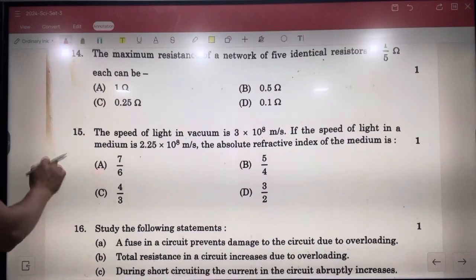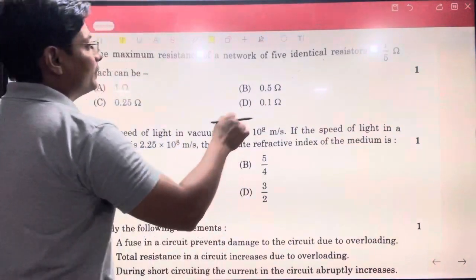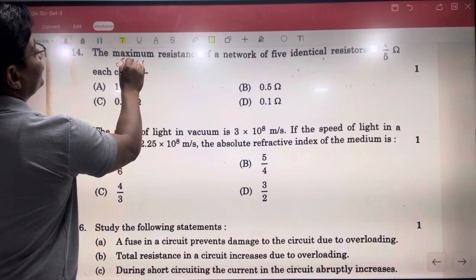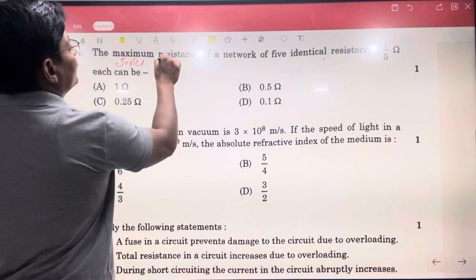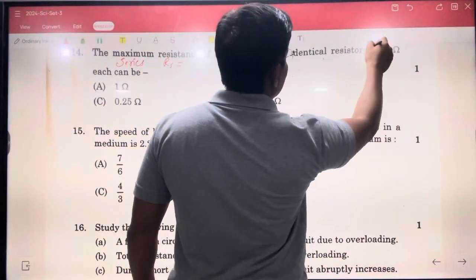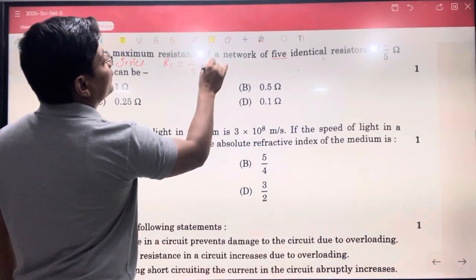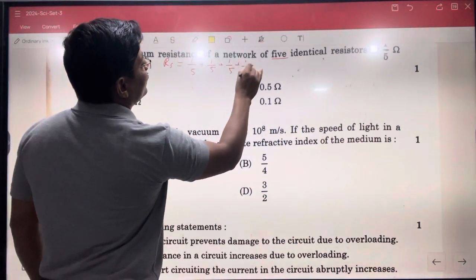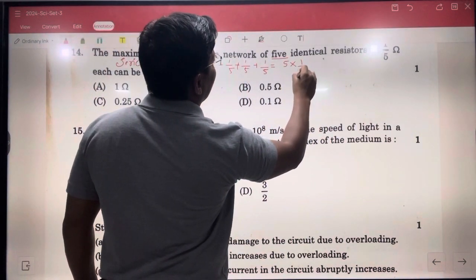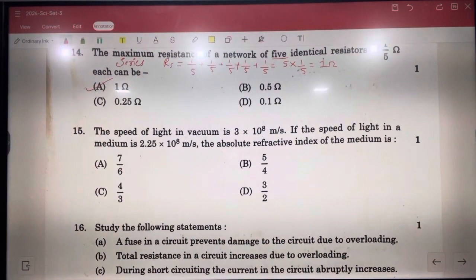Then 14th question, the maximum resistance of a network of 5 identical resistances of 1 by 5 ohm. So here when the word maximum is given, it means you have to add them, so that is possible only in the series combination. Therefore RS is nothing but addition of all the resistances. So here 1 by 5 ohm resistances are connected in series, 5 in count. So 1 by 5 plus 1 by 5 plus 1 by 5 plus 1 by 5 plus 1 by 5. Together it is nothing but 5 times 1 upon 5, which is nothing but 1 ohm. So therefore option A is the correct option for this question.